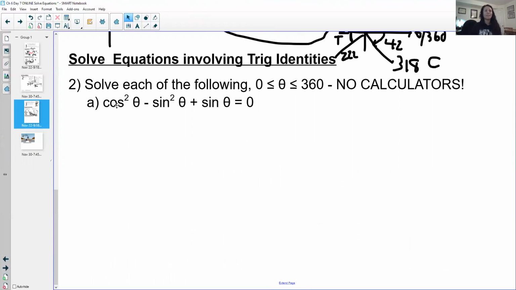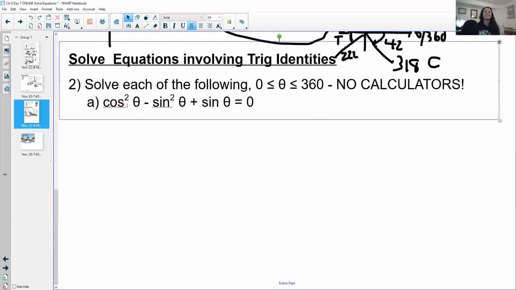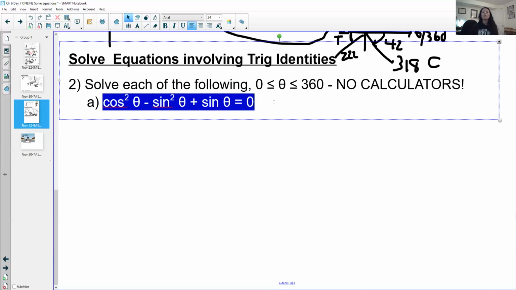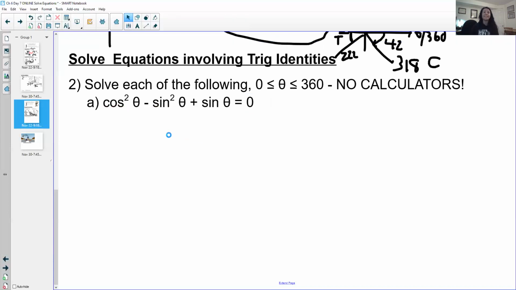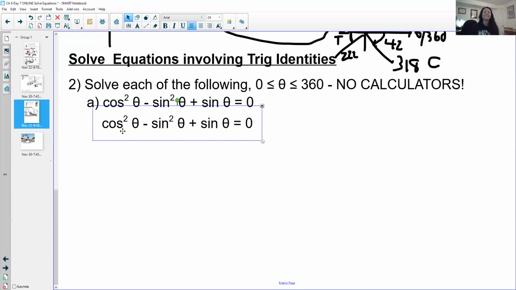All right, last one. So here we have cos squared theta minus sine squared theta plus sine theta equals 0. This has a whole bunch of crazy things going on. What you should first realize is that this is sine squared and this is sine squared. If they were all the same trig function, you might be able to do something with factoring. So I'm going to take cos squared theta and I'm going to use my trig identities to make that look a little better. So cos squared theta, let me put this in brackets just to make this clear.